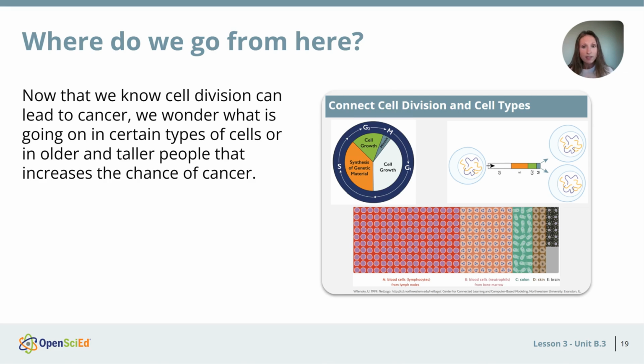By the end of lesson 3, students have figured out a lot about what cancer is and how it happens, but we haven't addressed why different types of cancers are more common than others, or why older or taller people have an increased risk of cancer. We want them to be thinking about whether there might be something going on during the cell cycle of certain types of cells or in cells of older and taller people, because that will be our focus in lesson 4.